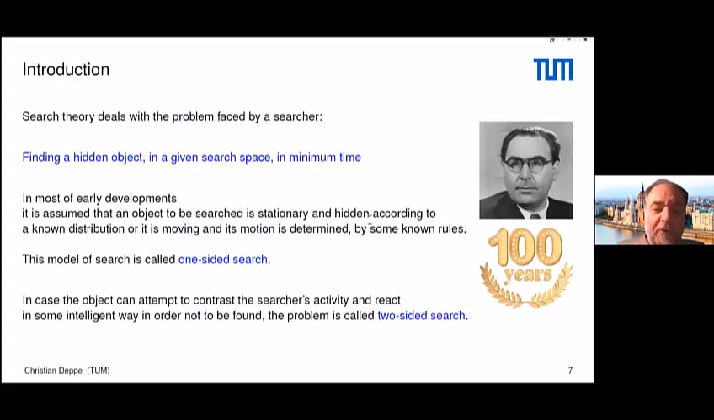So now we want to look at a case where the object can be active. The object can move. So you have something like a line or a circle, and now the object can move, so it can react. And this problem is called two-sided search. I don't know, it's not really a good name. I think it's called two-sided search because the object doesn't search, it just tries to escape somehow.